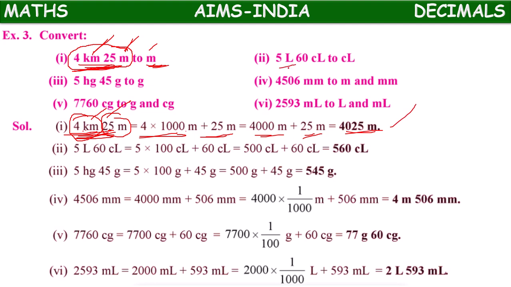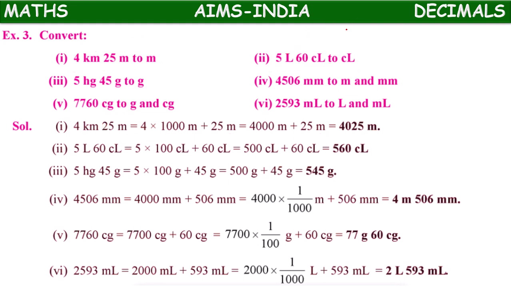Next, 5 liter 60 centiliter. This 5 liter is also to be converted to centiliter, and after that added to 60 centiliter, so that the total value will be in centiliter. So this 5 liter, how many centiliters? Liter will be in the units place.